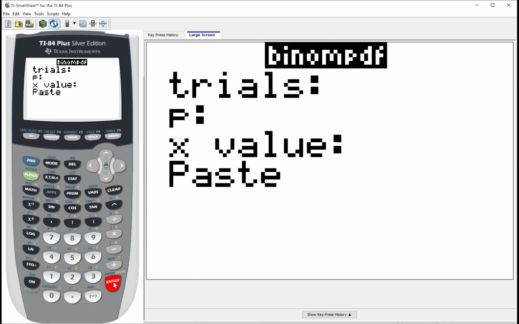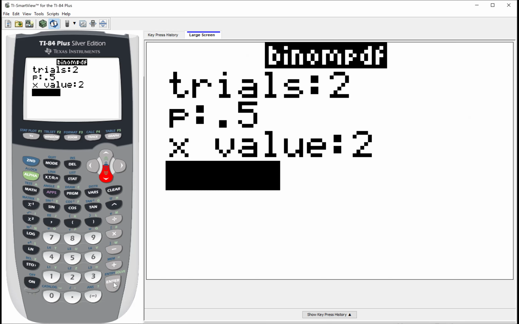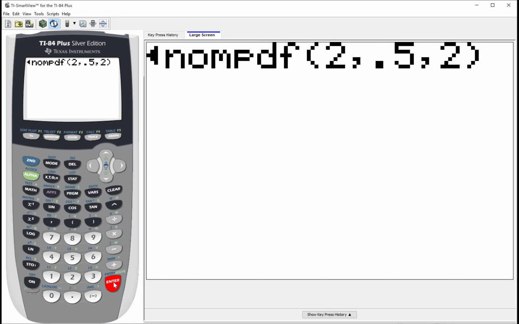And the calculator tells you exactly what you need to enter. So how many trials are there? We wrote that down, right? We said there was 2. N is equal to 2. What's the probability of a success, meaning getting a tail on any given roll? It's 0.5. The calculator uses X value instead of S value, but the X in this case means successes. So you have to tell the calculator how many successes we're trying to calculate the probability of, and S was 2 in this case. And then we paste, and then we hit enter.